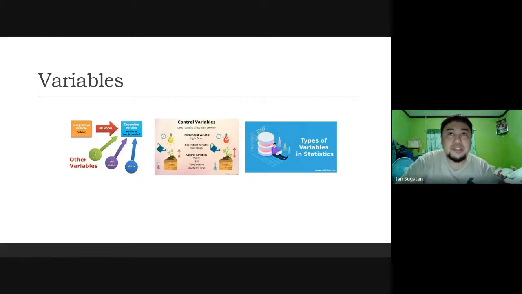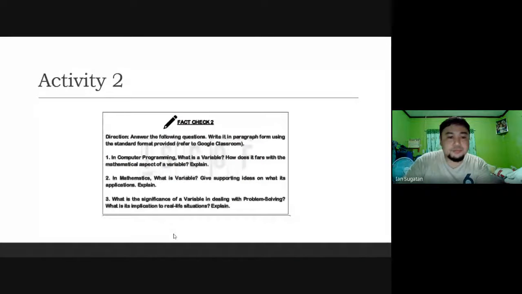Pero sa subject natin, I think we're going to on a statistical scale, on a statistical value. So I think this is your activity number 2. In your activity number 2, it's also called your fact check number 2. You have 3 questions also, and then just check out your module, guys. The first question is, in computer programming, what is a variable? So you have to discuss about what is variable. Only several lines will do. One paragraph, two paragraph, depends upon you.